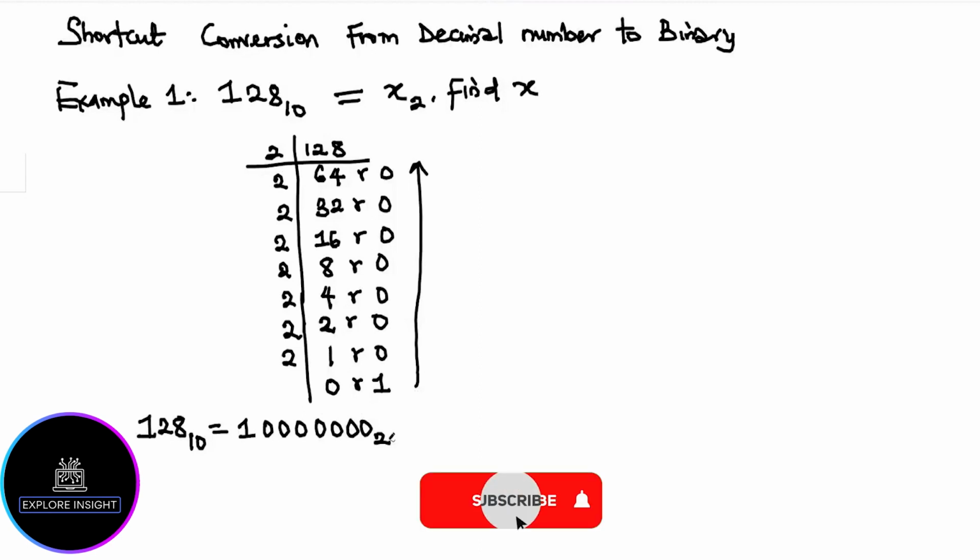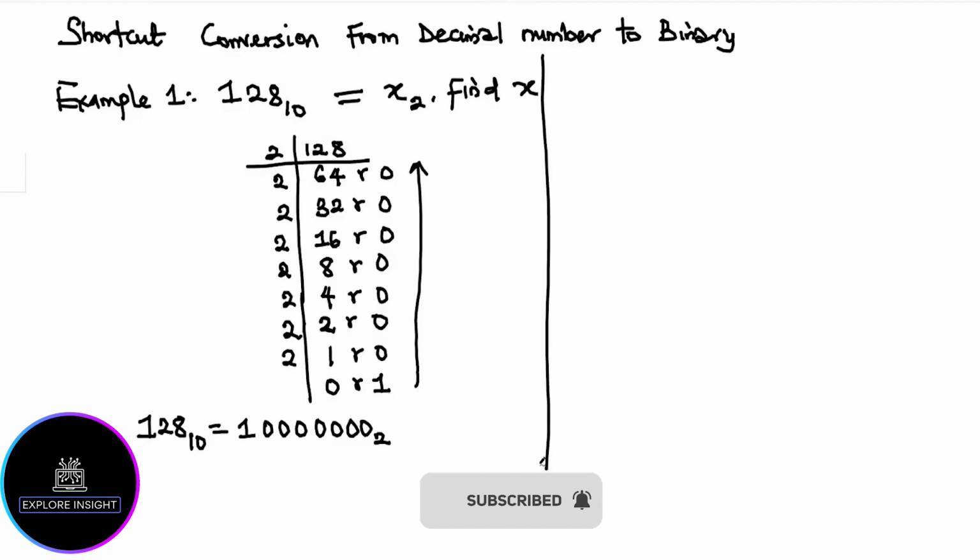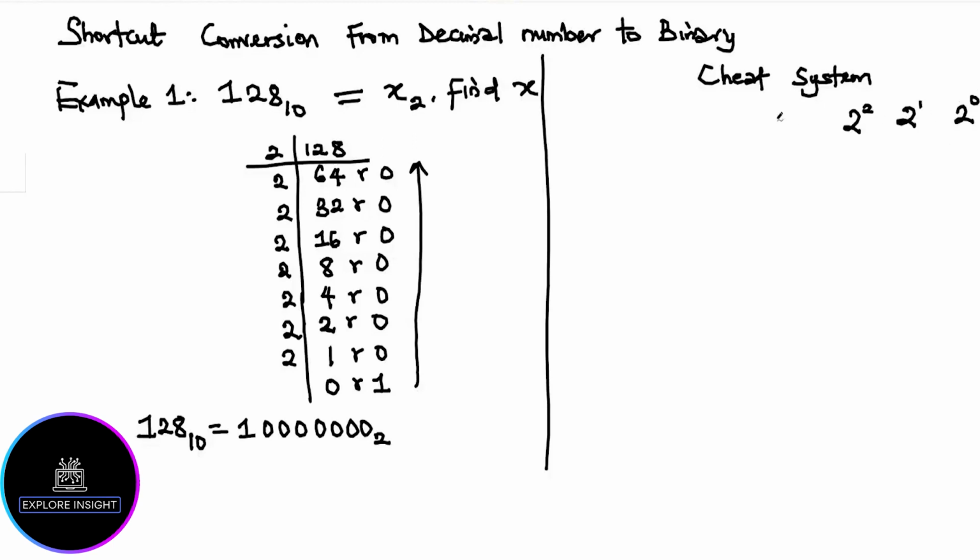But like I said, in this topic, I want to give you a shortcut conversion. All we have to do is to go with what I call the cheat system. This cheat system goes in the power of 2 from 0, 1, 2, 3 and upward. What does that mean? 2 raised to power 0, 2 raised to power 1, 2 raised to power 2, 2 raised to power 3, 2 raised to power 4, 2 raised to power 5, 2 raised to power 6, 2 raised to power 7. Now, what does this simply mean?